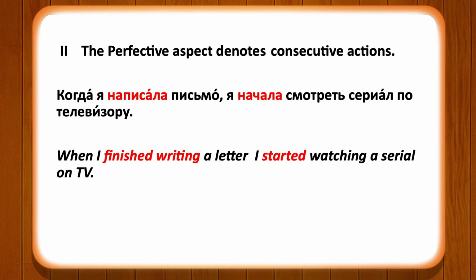The perfective aspect verb can also be used to denote consecutive action. Remember, imperfective aspect was being used to denote simultaneous action, but perfective aspect denotes consecutive action. It means that one action is completed and only after that another action may start. For example, Когда я написала письмо, я начала смотреть сериал по телевизору.